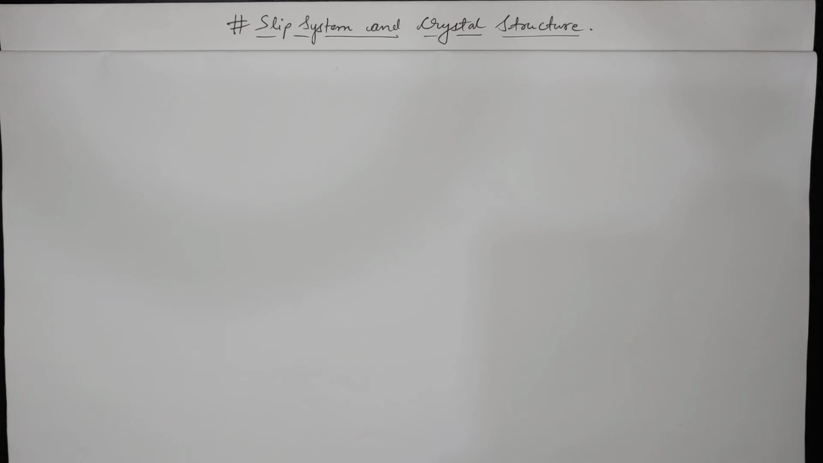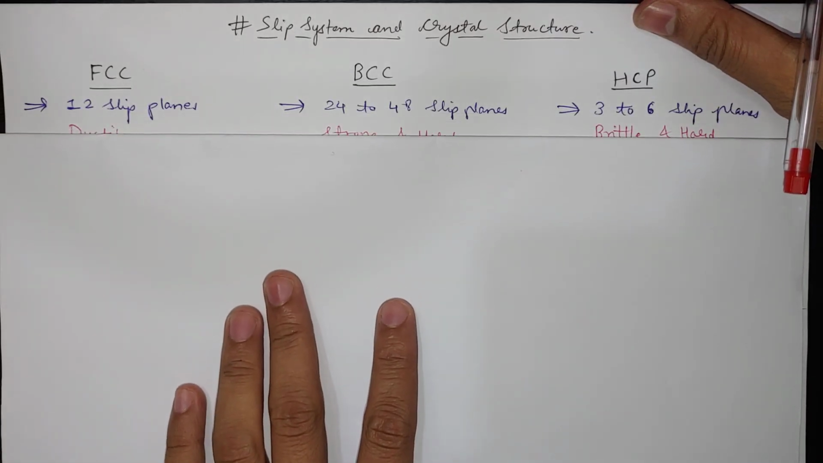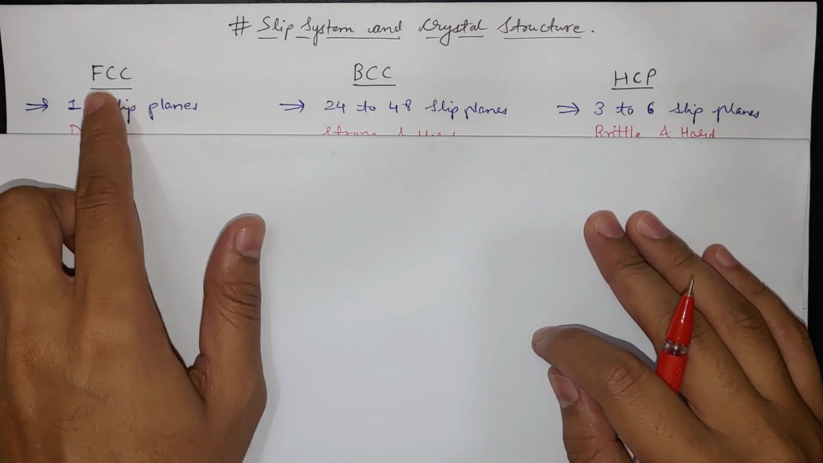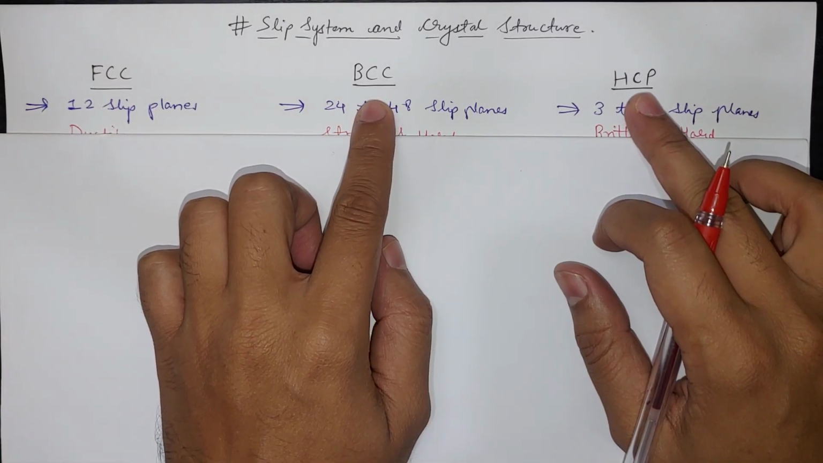This is the 7th video of Engineering Materials and Material Science Fundamental. In this lecture, we will see slip system and crystal structure of various materials. So here we have FCC, BCC and HCP crystal structure.